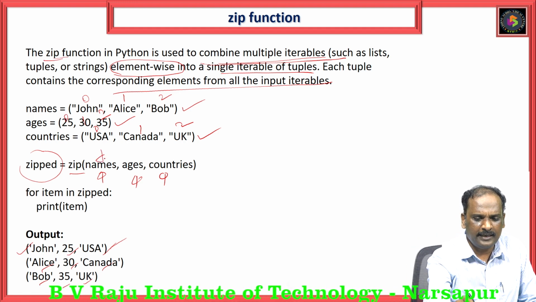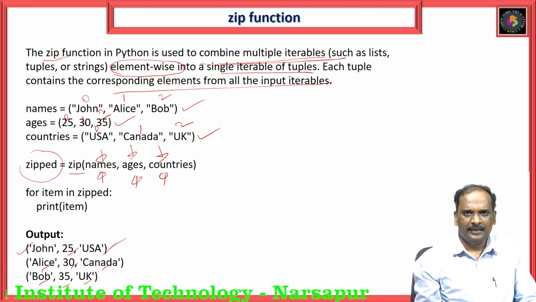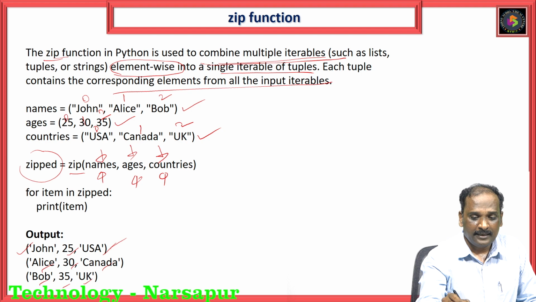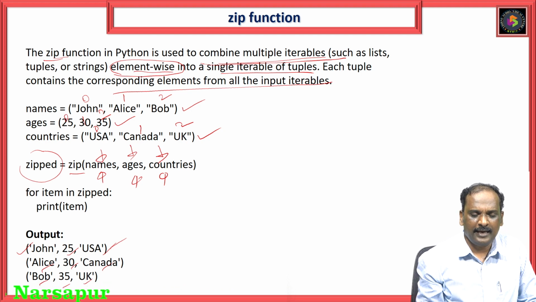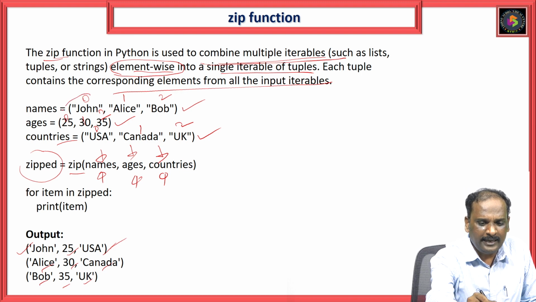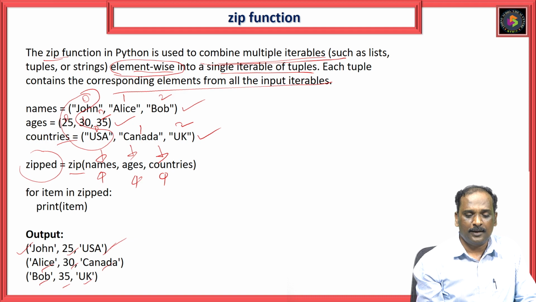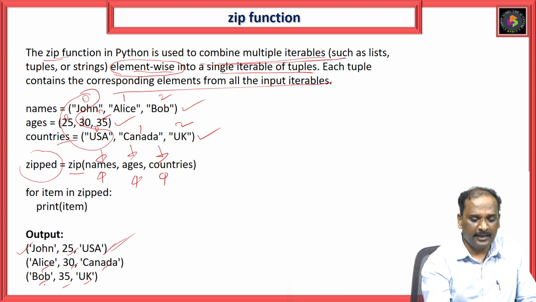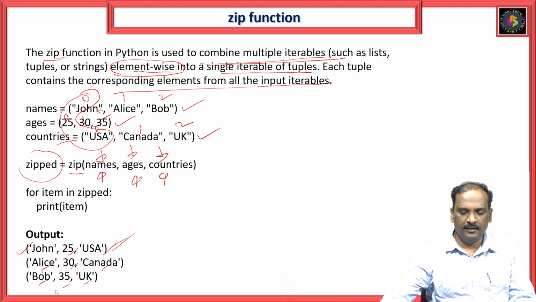What are the multiple iterables here? One is names, ages and countries, element-wise. How many elements are there in names? There are 3 elements. How many elements are there in ages? There are 3 elements. How many elements are there in countries? There are 3 elements. So correspondingly, it will combine. The first item will contain name as John, age as 25 and country as USA. The second item will contain Alice, 30, Canada. The third item will contain Bob, 35 and UK.